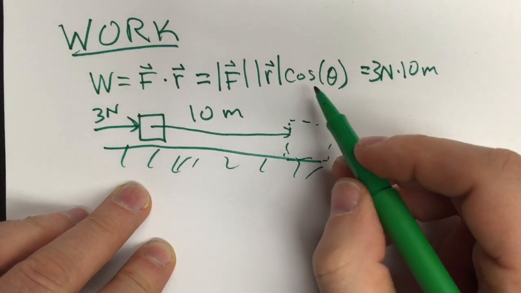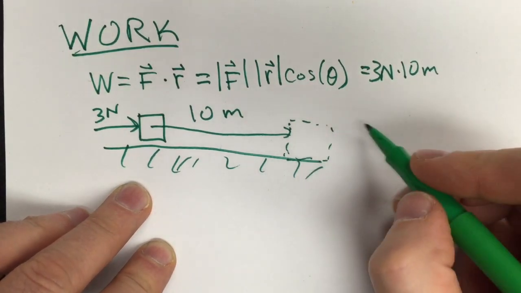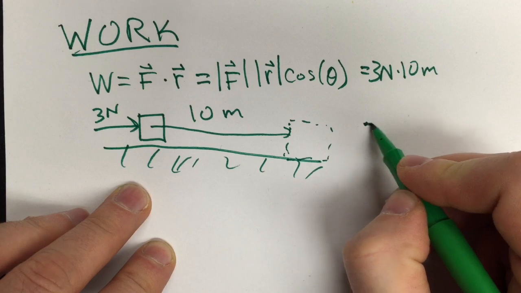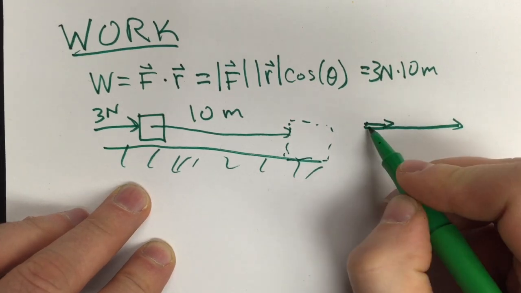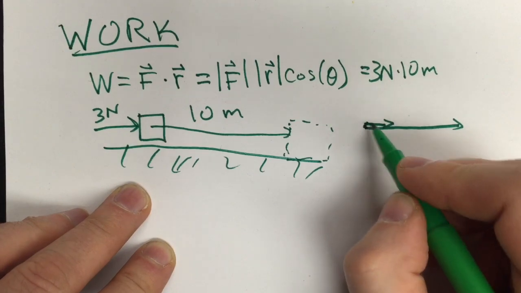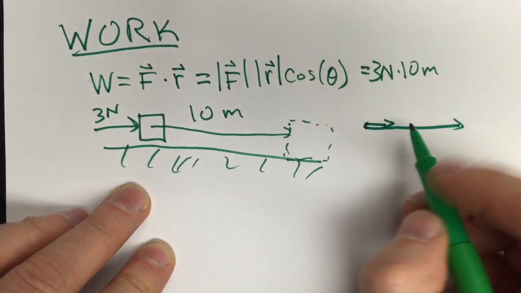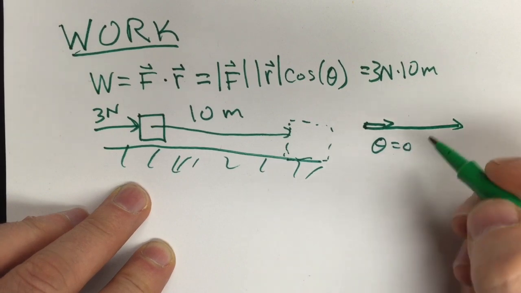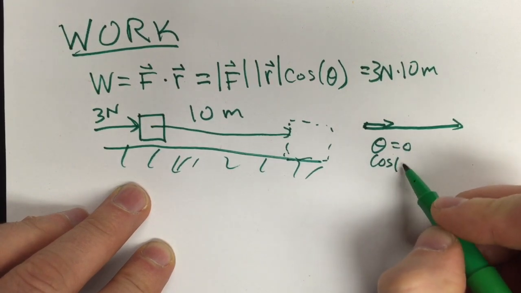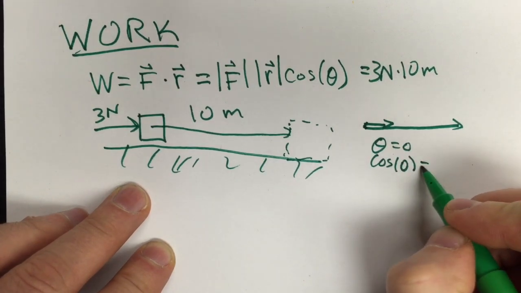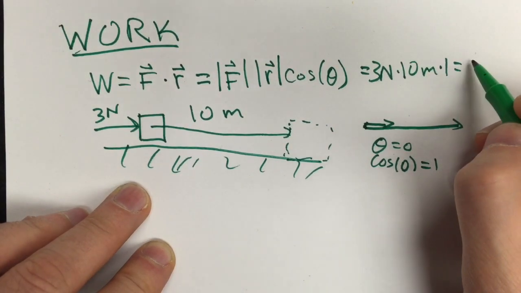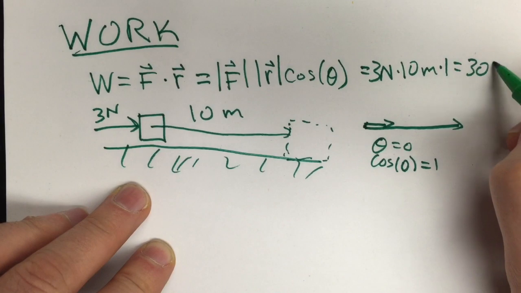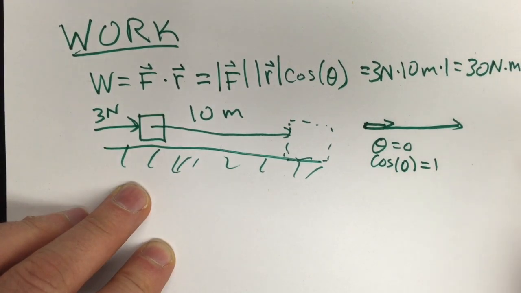And then what's cosine of theta? Well, what I like to do is draw the two arrows of the force and the displacement tail to tail, and then look at the angle between them. Well, these two are going in the same direction, so theta equals 0, and that means cosine of theta is cosine of 0, which equals 1, so this is just times 1, and that's equal to 30 Newton meters.